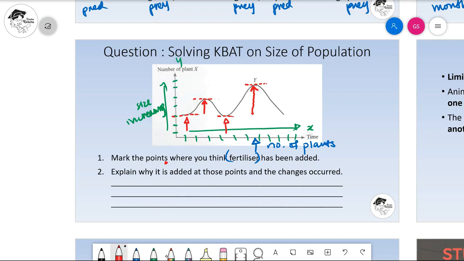Now second, explain why it's added at this point. Basically I already explained. You need the fertilizer to take effect. For it to start growing, it needs to take effect slowly, day by day. It absorbs the fertilizer, then it can grow lah. So it's at the lowest point there. Okay, good. Now, that's done.